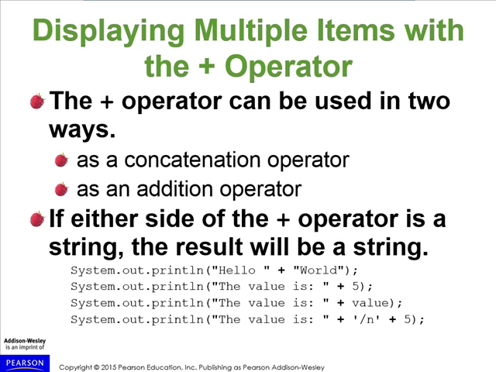If right here we had said System.out.println and inside of the parentheses I put another set of parentheses with 6 plus 9, then it would print out 15. But the way this is right here, it would print out hello world.